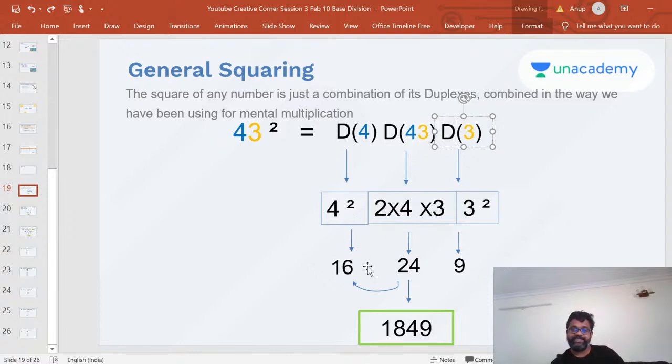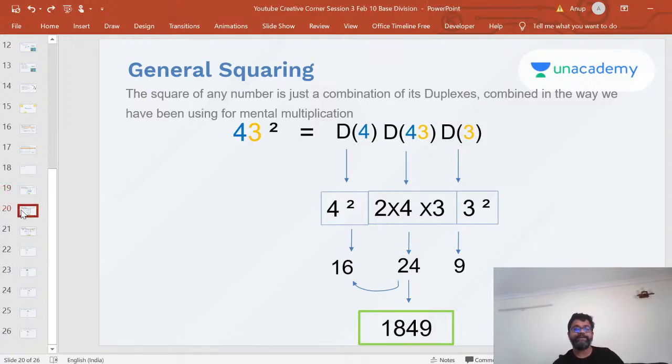Now you bring that down: 16, 24 and 3 squared. Now remember what I told you about that carry. There's only one digit allowed, so this 2 will have to go here and this answer will become 1849. So I hope it's clear, right?